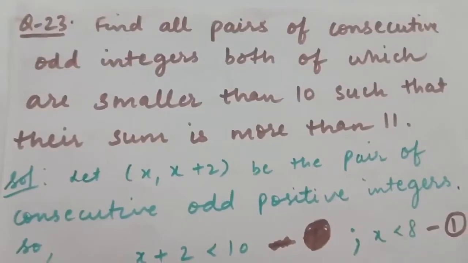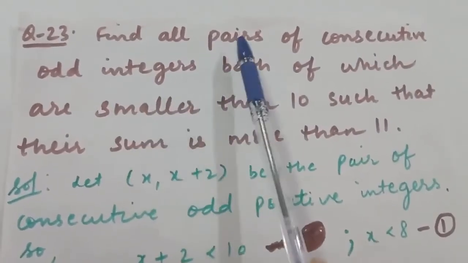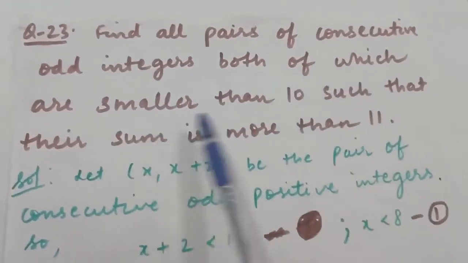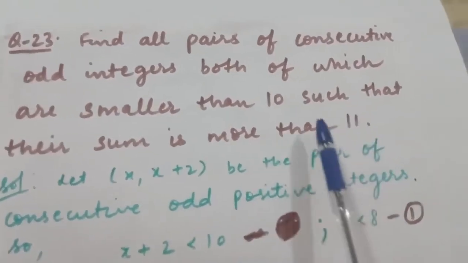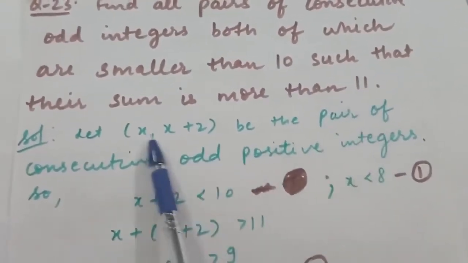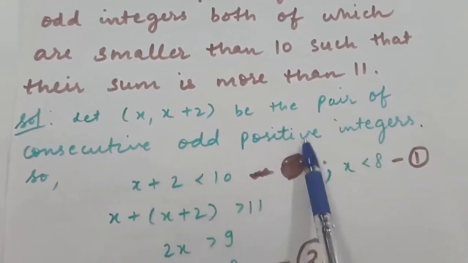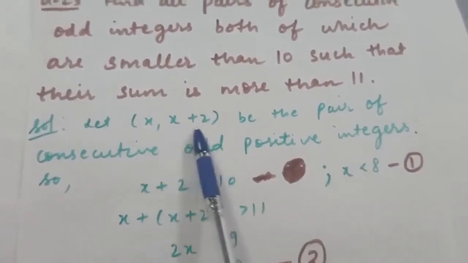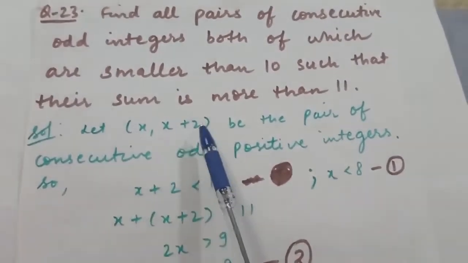Question number 23. Find all pairs of consecutive odd integers, both of which are smaller than 10, such that their sum is more than 11. Both of which are smaller than 10 and their sum is more than 11. So let x, x plus 2 be the pair of consecutive odd positive integers. We have let the pair as x, x plus 2. Why x plus 2? Because the next consecutive odd integer after x will be x plus 2.